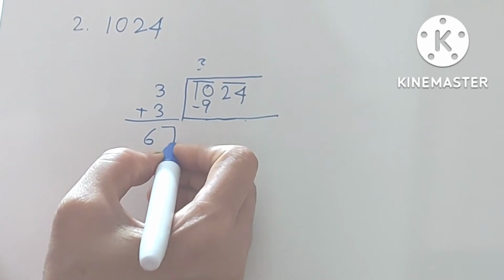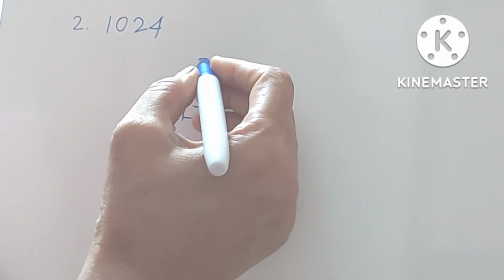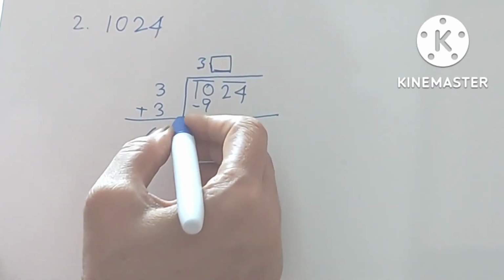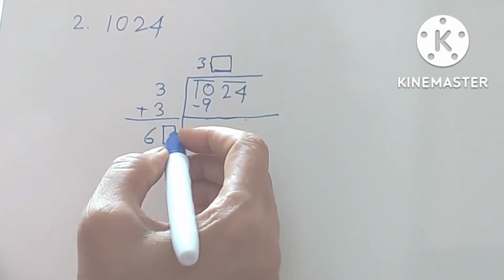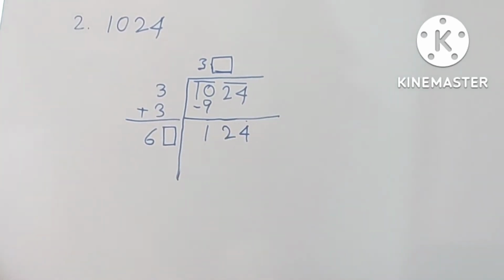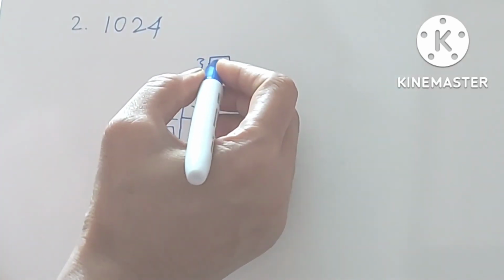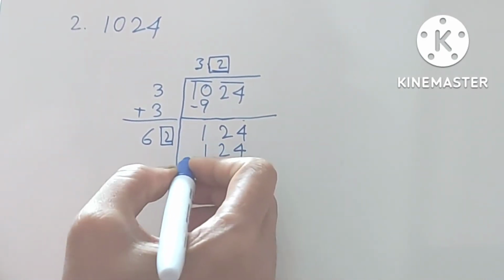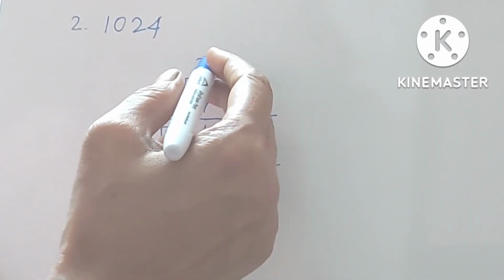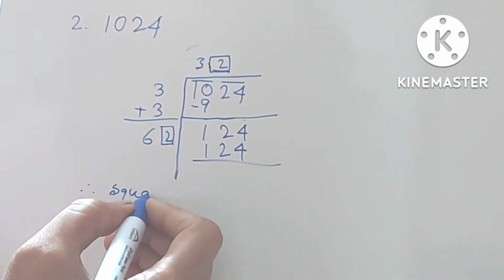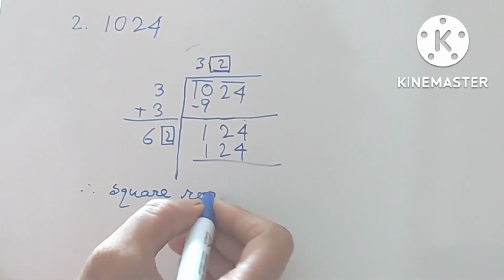Now perfect square, second step, and now plus 336, and here same number, and subtraction, and write down that pair 2 4. So here 2 2s are 4. So the square root of 1024 is 32.